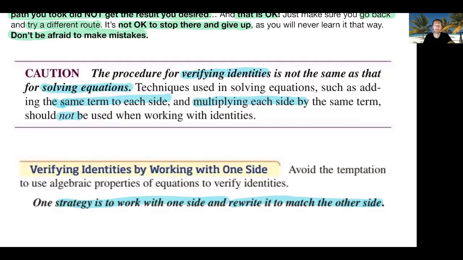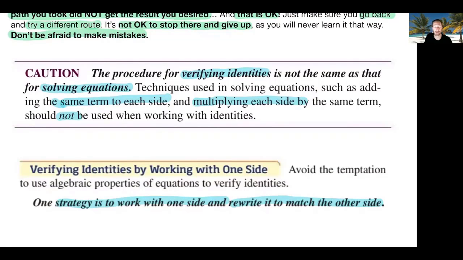That's assuming that they're already equivalent, and therefore we wouldn't have to verify anything. So we're going to be working with just one side and trying to match it to the other, matching identically, saying that they are equivalent. Okay, so the good news is that is the notes for this section.